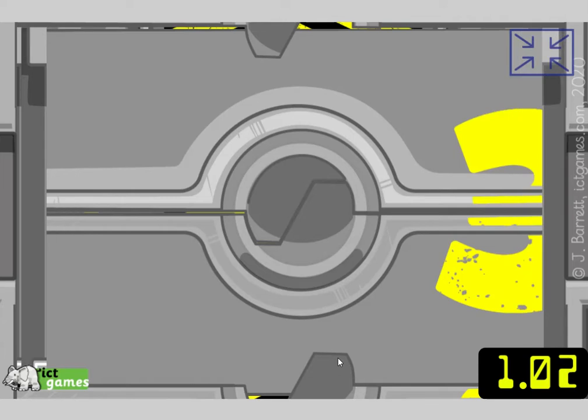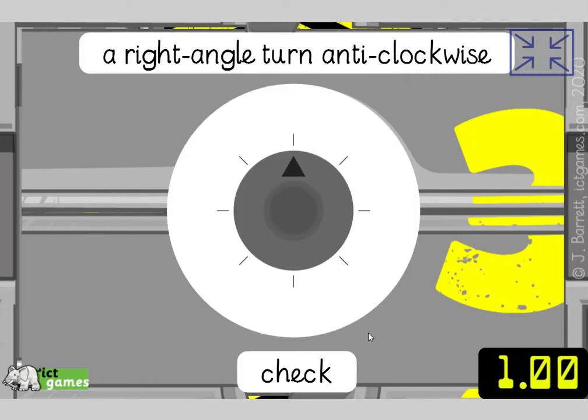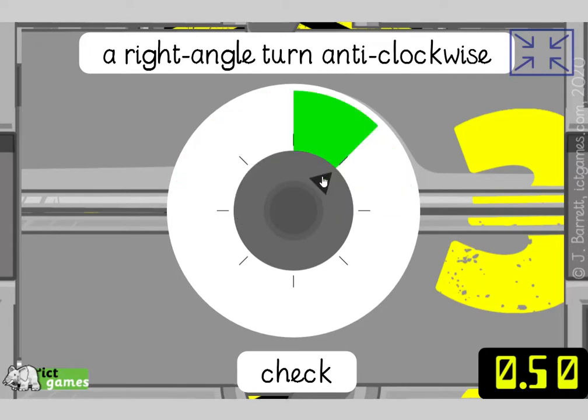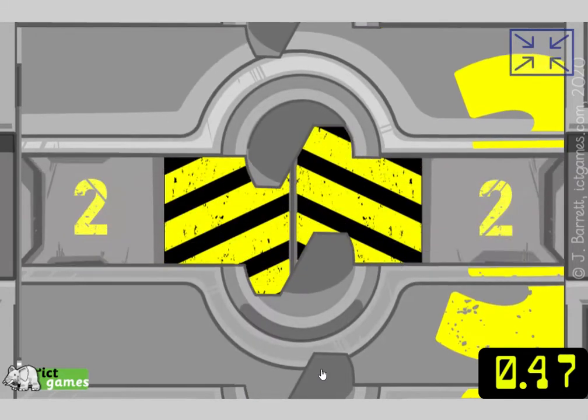This ship will self-destruct in T-minus 1. Year 1s, you probably won't have seen a right angle. Year 2s have seen a right angle. A right angle is like a quarter turn, and it's anti-clockwise. We want anti-clockwise.